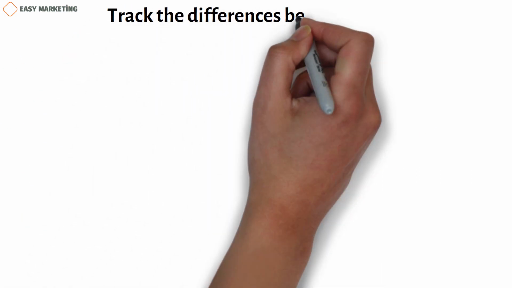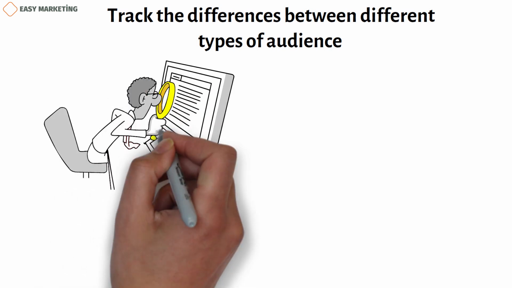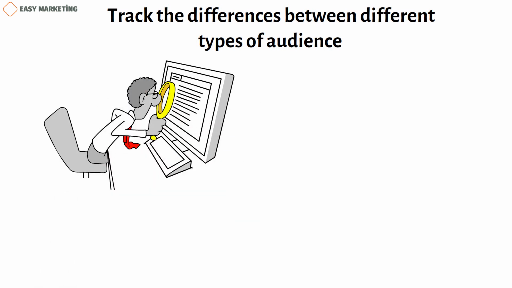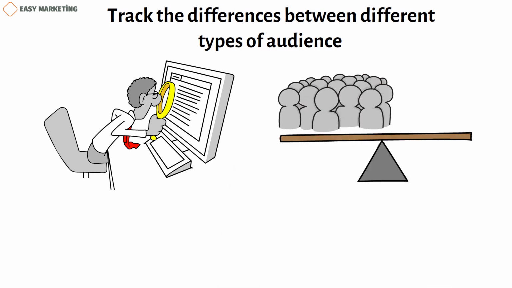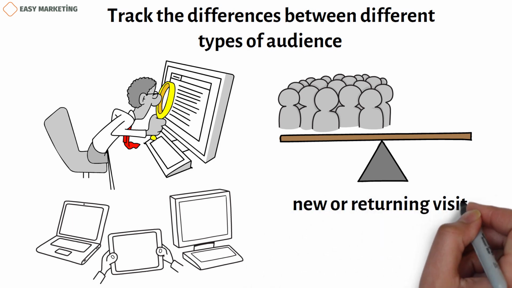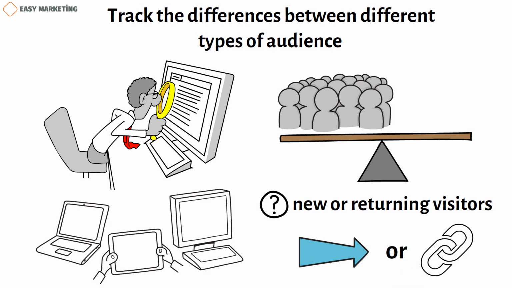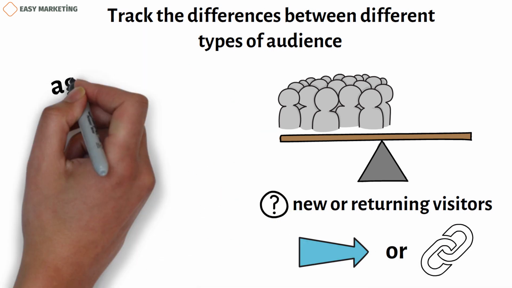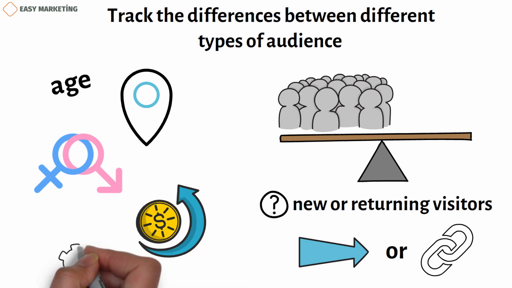Track the differences between different types of audience. You can also look more closely at your test results to learn even more. One of the best ways to do this is to compare your results across different groups of your audience. There are a lot of different parts you can look at. You can divide your audience into different groups based on the devices they use to access your site, whether they are new or returning visitors, and whether they came directly to your page or through an internal link. You can also look at information about age, location, gender, income level, and interests, beliefs, and preferences.